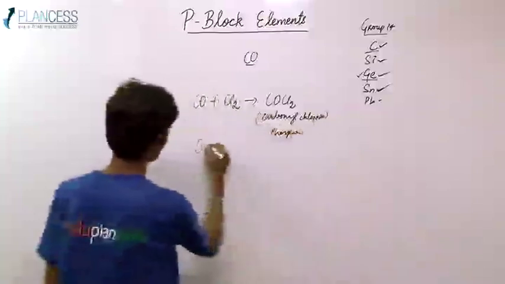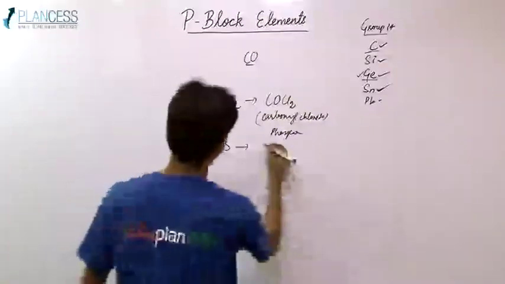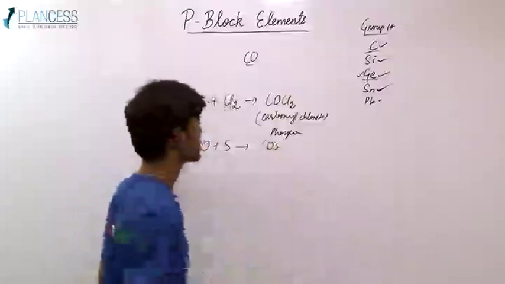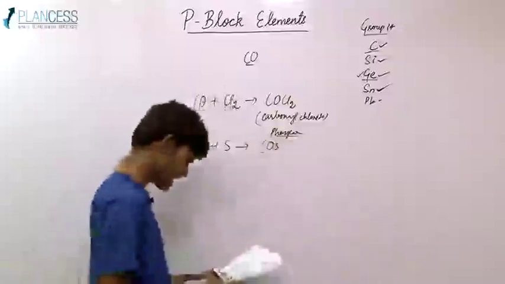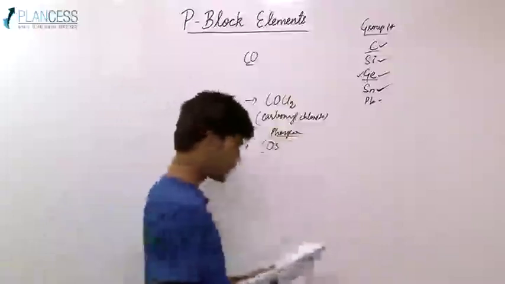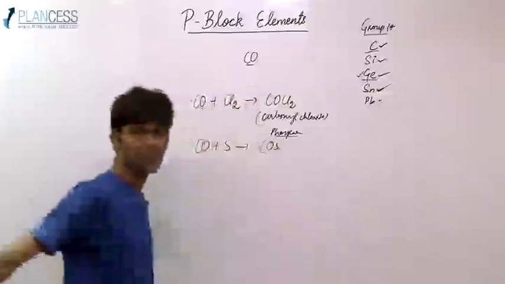Carbon monoxide also reacts with sulfur and forms carbonyl sulfide, that is COS. So these are the two reactions. This is phosgene, a very, very poisonous gas. So these were all the properties of carbon monoxide and some of the important reactions of carbon monoxide.